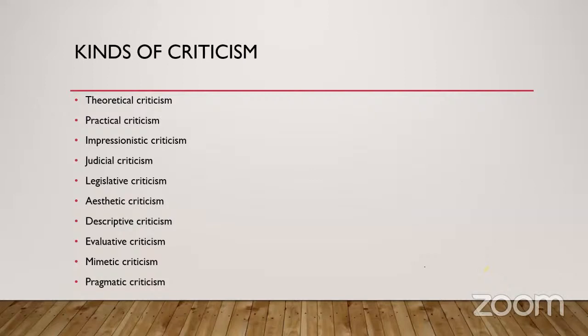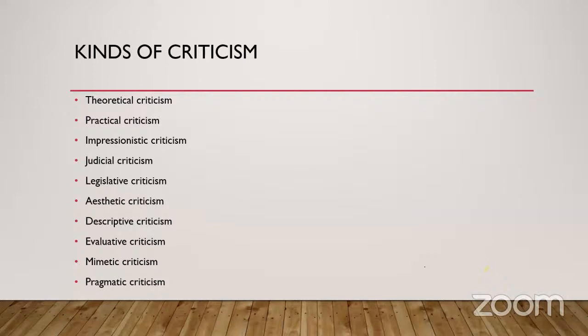Mainly neoclassical writers used judicial criticism. Dr. Johnson is regarded as a powerful exponent of judicial criticism. Remember it. Dr. Johnson is considered as a powerful exponent of judicial criticism. And the neoclassical age used judicial criticism.